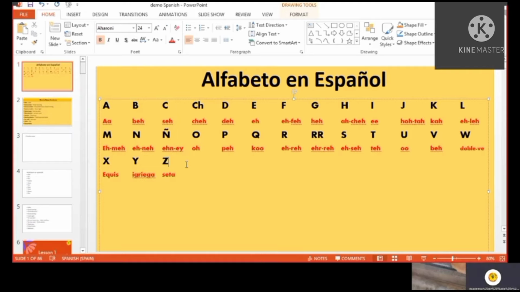Zeta. Oh, Zeta. T is pronounced like ta. T is like ta. Tabla.